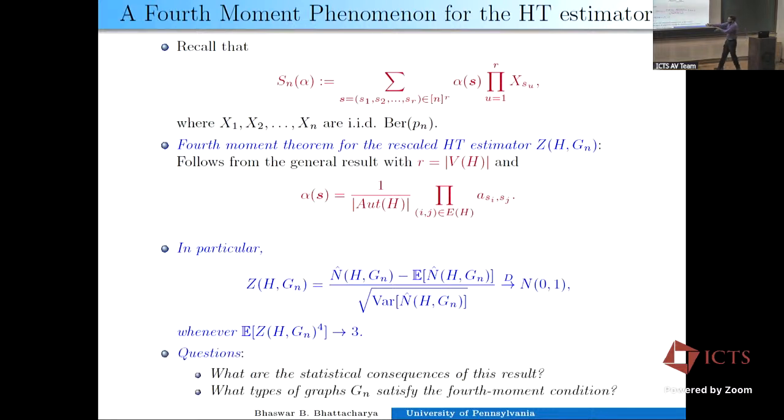Okay, so there are several questions which come here. First of all, remember our goal was to construct a confidence interval, get some uncertainty quantification. How does this result help? Well, this variance still depends on the population graph, so I've got to estimate the variance somehow. That's the first one. More importantly, the fourth moment is a nice way to write an assumption, but it is hiding serious structural conditions on G. What does it hide? What kind of graphs will satisfy this condition? So that's the two questions going forward.